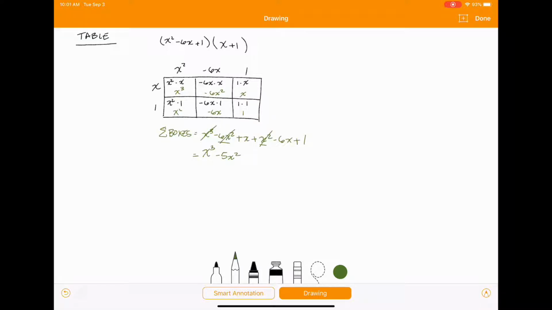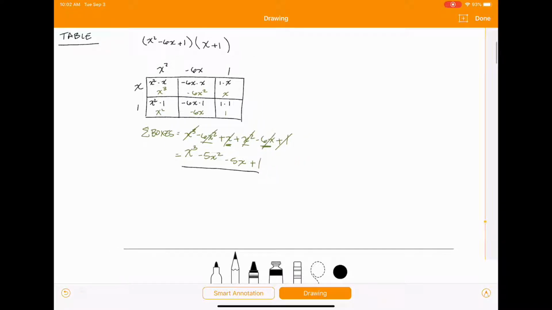So then we're going to move on to x. We've got x and negative 6x. So you combine those, and we're going to have negative 5x. And then plus 1 at the end. So that there is going to be our solution. It's going to be x cubed minus 5x squared minus 5x plus 1. And that's our answer. So let's go ahead now and talk about the horizontal method.